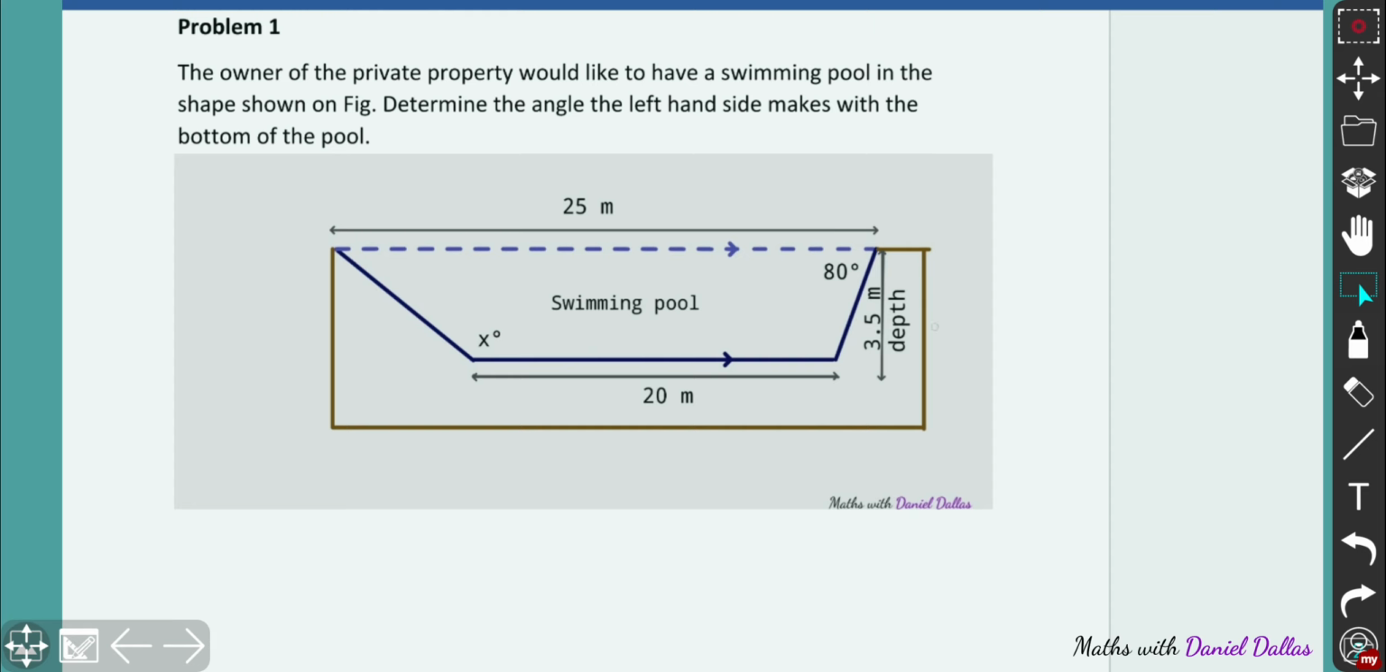So what are we given? We're given the depth, 3.5 meters. We're given the bottom line and the top line, basically the lanes if you swim from one end of the swimming pool to the other, 25 meters. Because we need to find angle x and we're given only one angle, 80 degrees, and no other angles, there is no way to do that using just angles. So we need to have a look at trigonometric ratios, which will probably give us an idea.